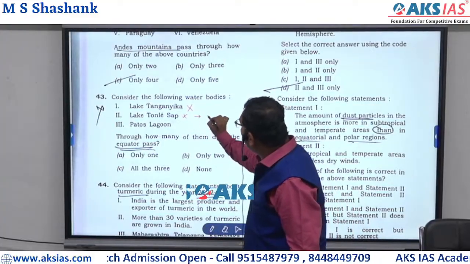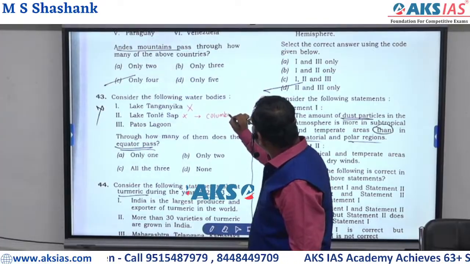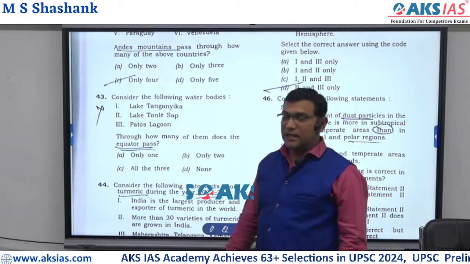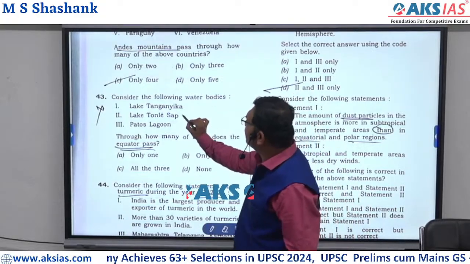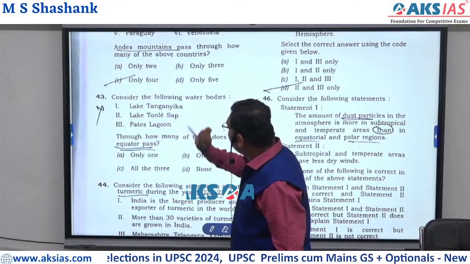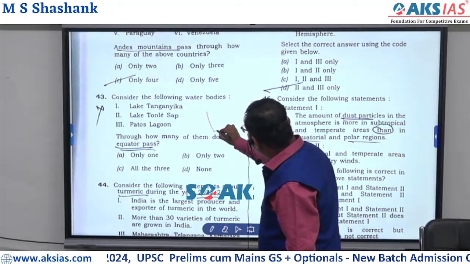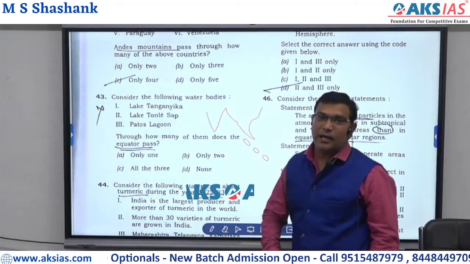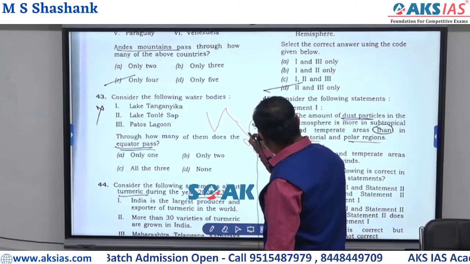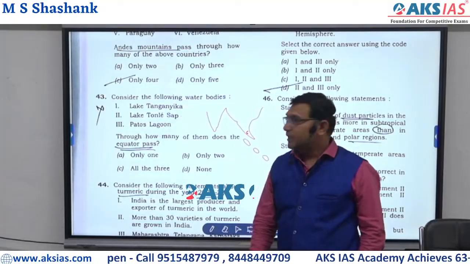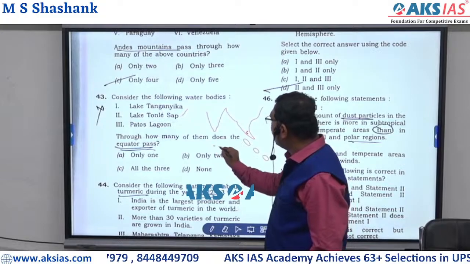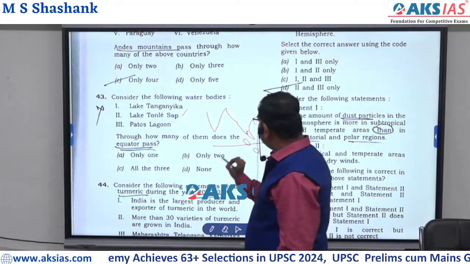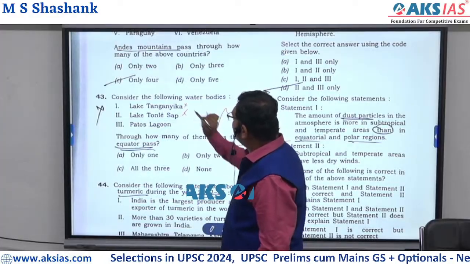This lake is present in Cambodia. If you look at the map here, this is the islands of Indonesia. So here you find Cambodia, not Colombia, it is Cambodia. In Cambodia you'll find this lake, but the equator passes through only Indonesia, and Borneo Island, and Borneo Island also only through Indonesia, right? So this is wrong. This is also wrong. Next, Lagoon.